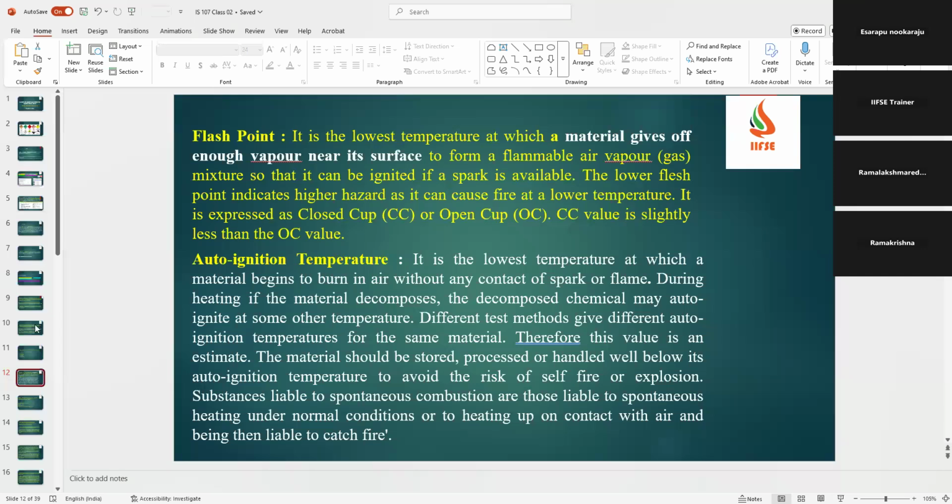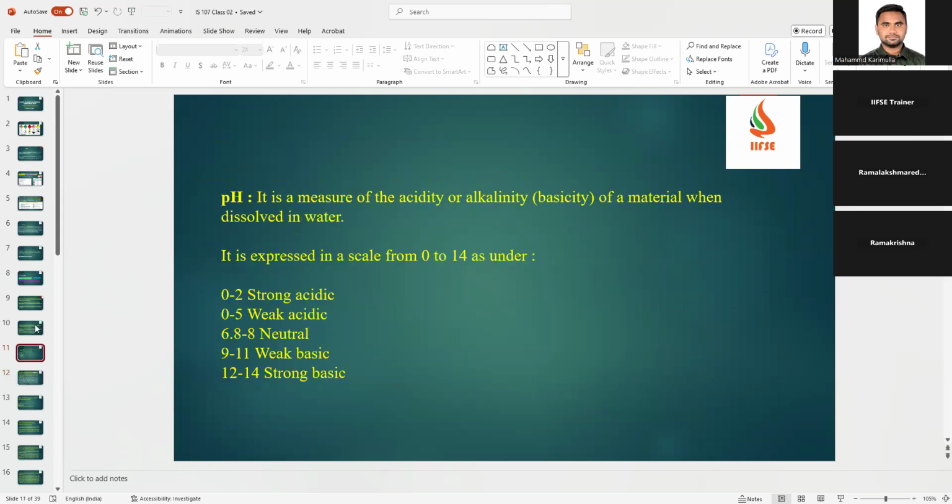Then flash point, it is also very important. It is again the lowest temperature. Sir, what is the full form of pH? The presence of hydrogen ions in the material. And what is alkalinity? Alkalinity is nothing but base. Acid will be a corrosive kind of material, and bases are water-like and similar kinds of materials.